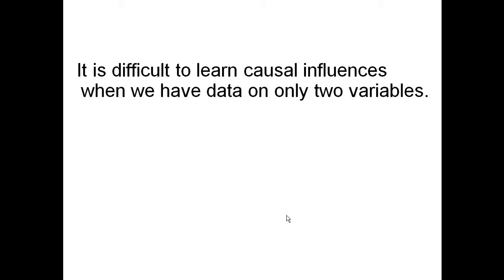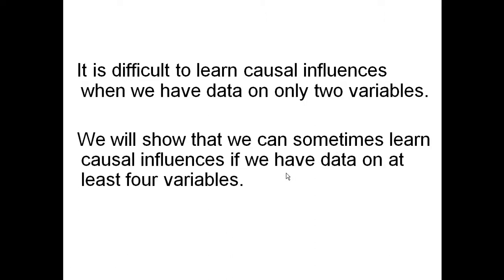It's difficult to learn causal influences when we have data on only two variables. And that's the problem that researchers faced until 1990, when this research was done: we wanted to infer causation from correlation, but we couldn't really because we only had data on two variables. We'll show that we can learn causal influences if we have data on four variables. Oddly enough, unless you make some assumptions about time order, you need four variables to actually learn a causal event based upon reasonable assumptions.